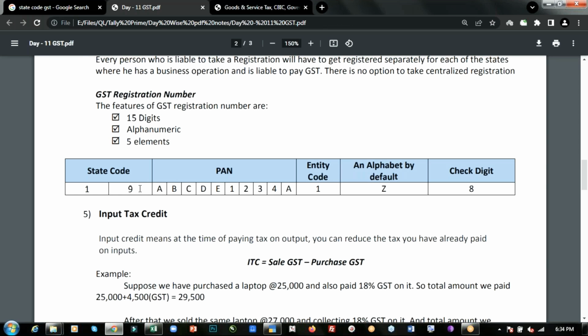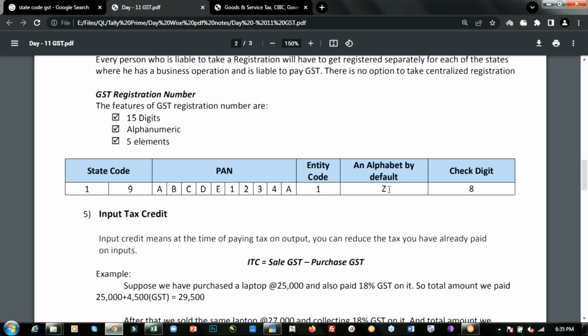So first two digits will be the state code. Then the next 10 digits will be the PAN number of your business. Then the entity code comes here. Entity code basically refers to how many business entities you have. Then an alphabet, by default Z, or it can be anything.